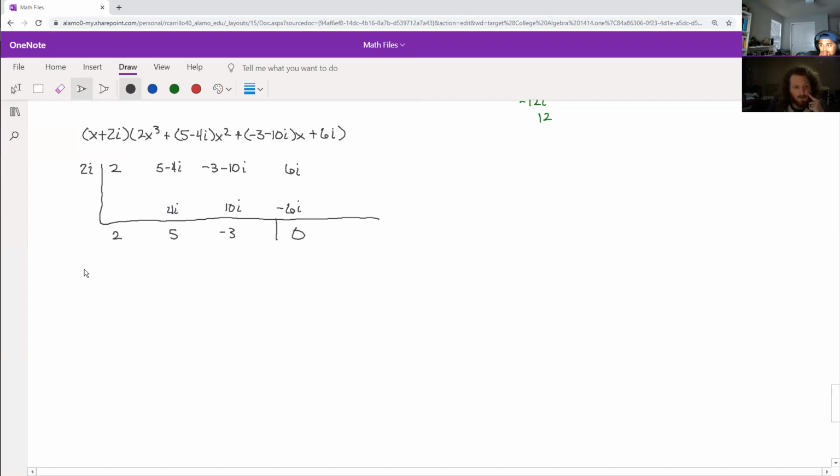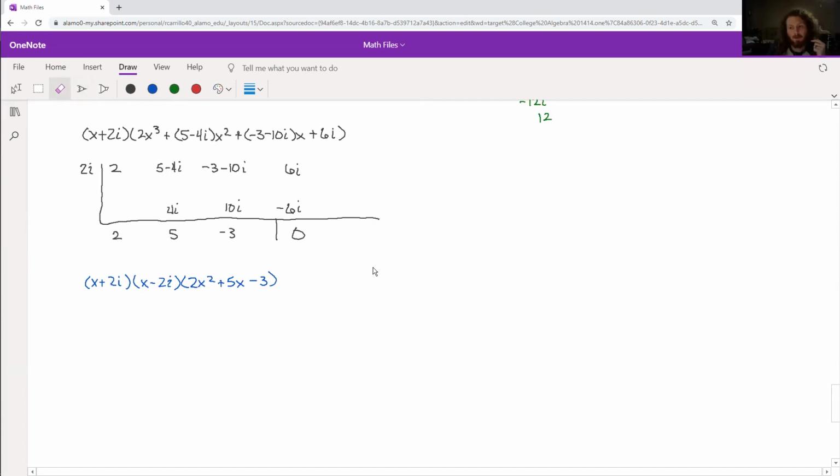So now, rewriting this down, we get x plus 2i, x minus 2i, and then we've reduced by another linear factor, 2x squared plus 5x minus 3. And then can we factor this one? I think we cannot. Wait, maybe. Let's see. We hope we can. Let me erase this and do it in a different color. So we have 2x squared plus 5x minus 3. Our factors are 2 and 1 and 3 and 1.